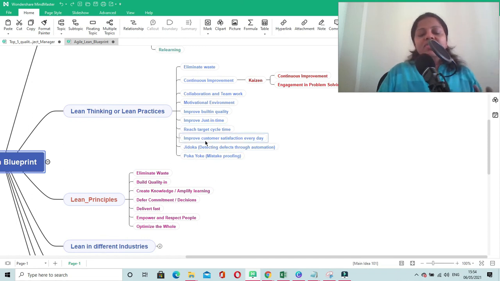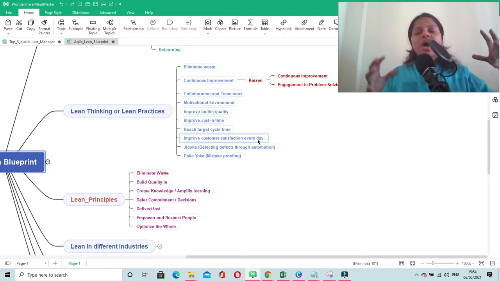The next practice can be improve customer satisfaction every day. So here the practice is every day. It means that you have to focus on customer satisfaction. How will your customer get satisfied? He will be satisfied only when you are giving him the right product, or the product with the desired functionality, or the product that meets his expectations and his needs.